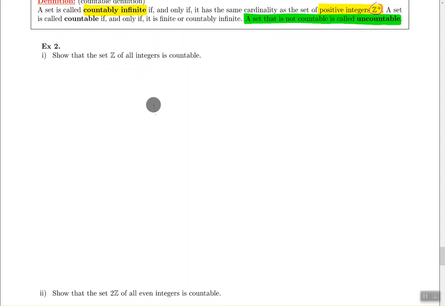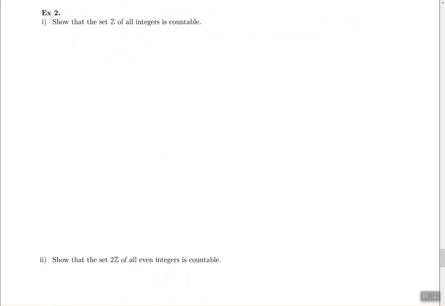Okay, so let's look at another surprise right now. In this problem, we're going to show that the set Z is countable. So again, what we're trying to do right now is show that the set of integers is equal in size to the set of positive integers. So think about that for a moment and let it sink in. There are as many integers as there are positive integers. Okay, so how do we go about proving this?